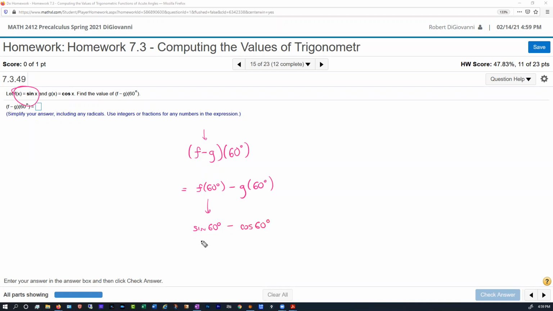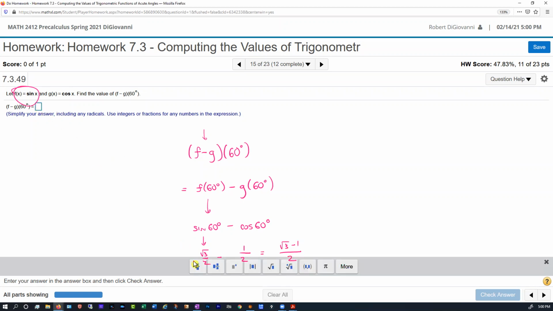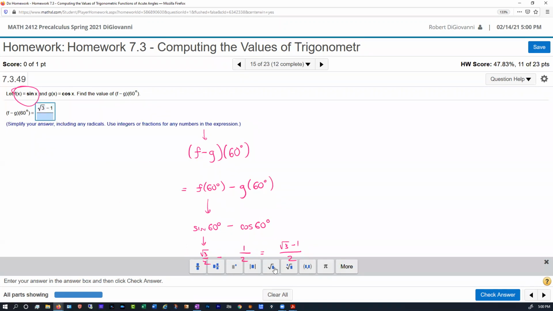And then if you go to your circle, you'll find that at 60 degrees, the y coordinate is √3/2, and the x coordinate at 60 degrees is 1/2. And since they have the same denominator, you can subtract, and we just leave it like that. So we should have a fraction, and we want the top to be square root of 3 minus 1. Divide that by 2.